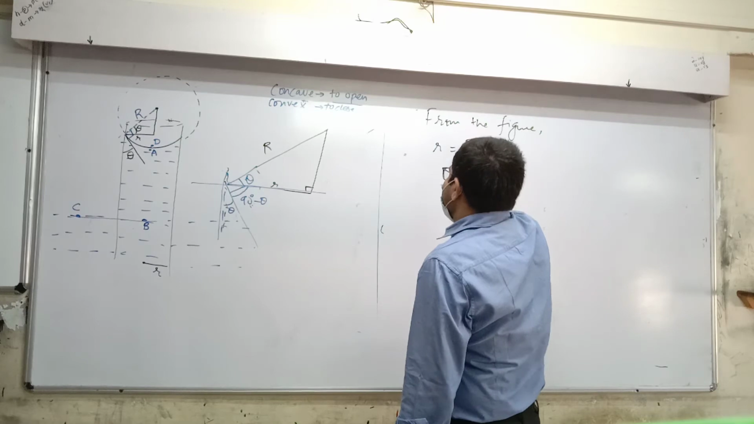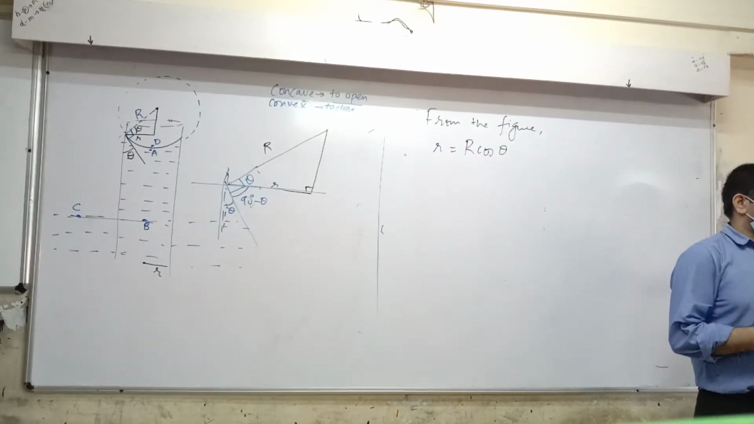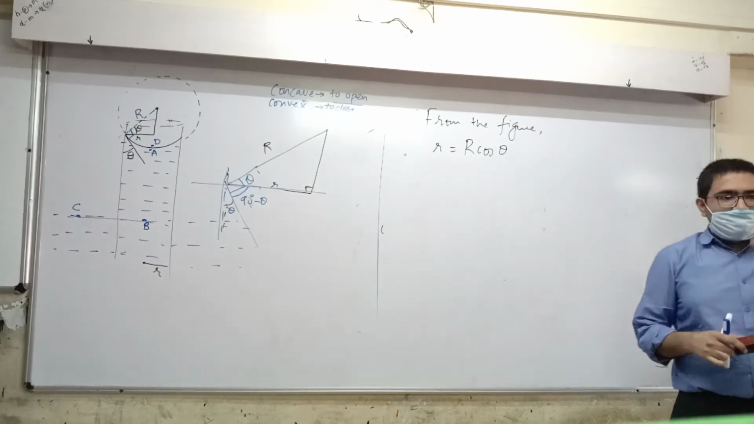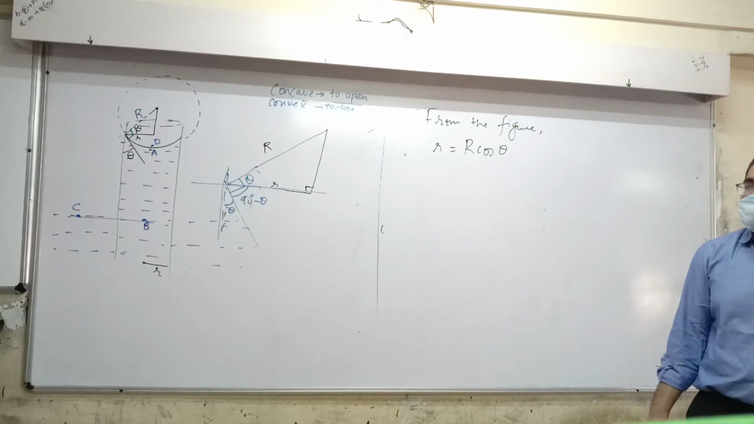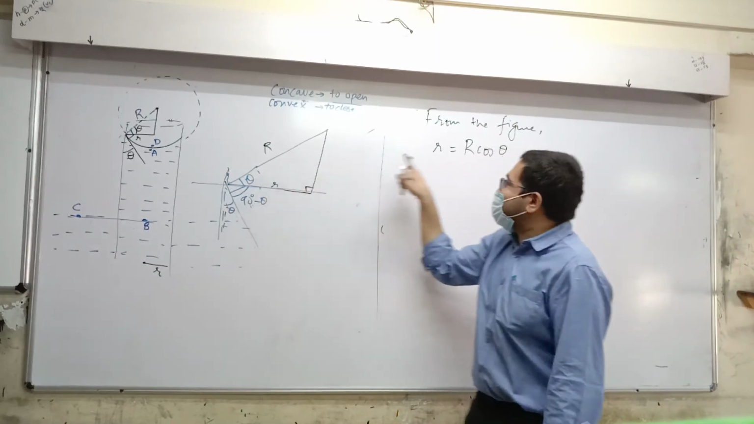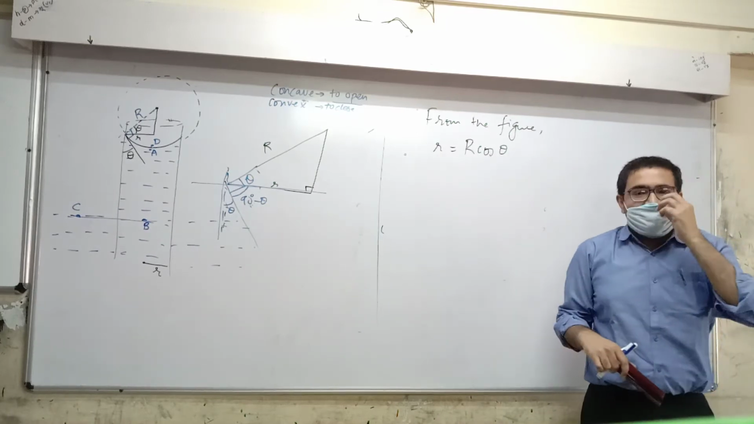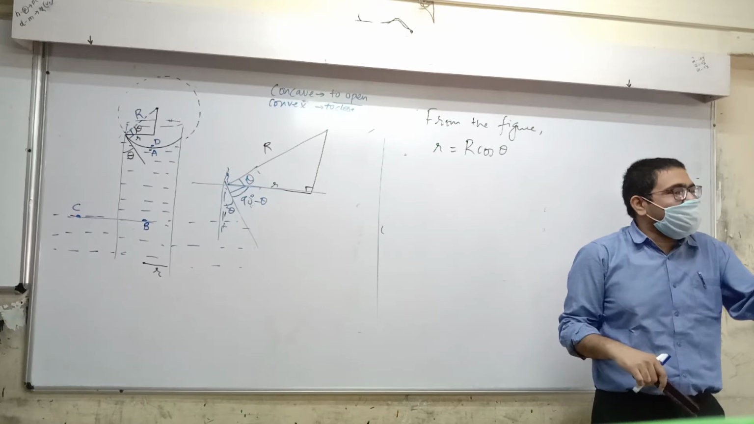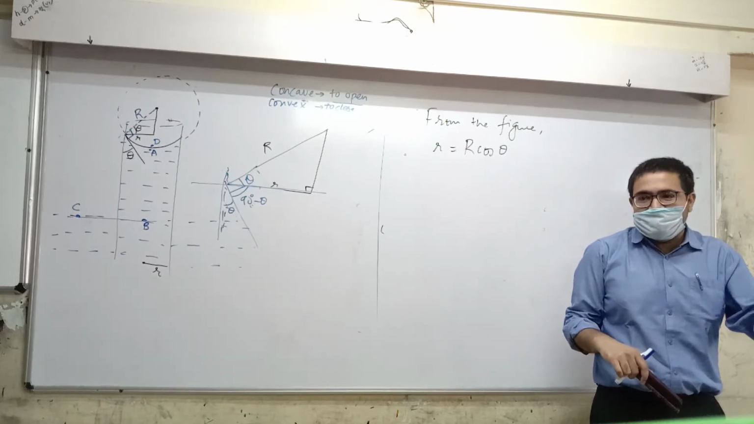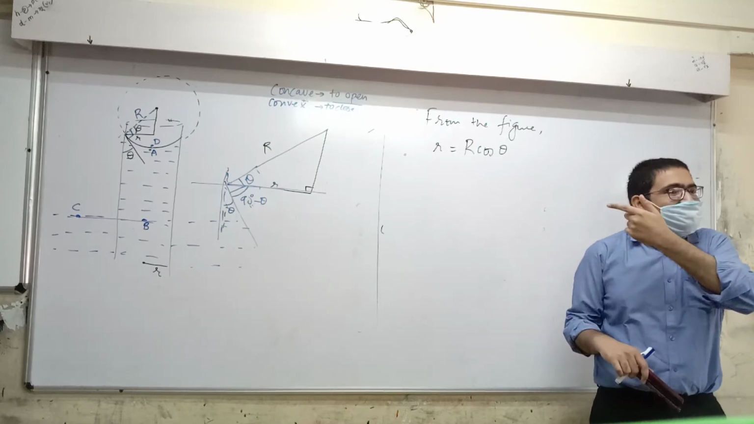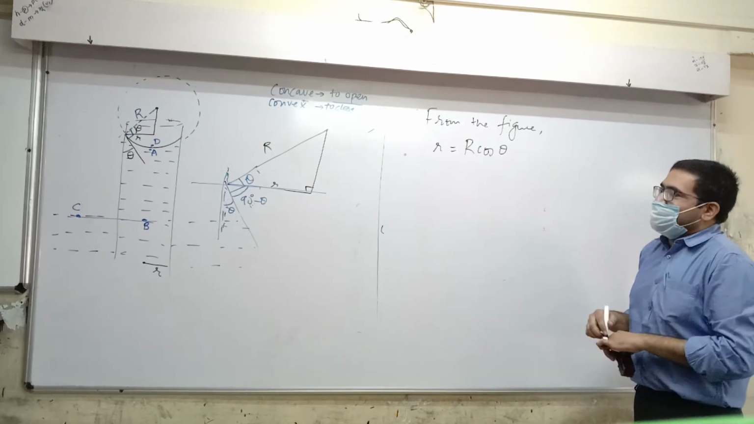r equal to capital R cos theta. Yes or no? The steps above that you have to think through yourselves. Look at this right angle triangle. Cos theta. What is cos theta? Adjacent upon hypotenuse. Start from here. Cos theta equal to small r upon capital R. It comes out, right? Yes or no? Yes. Okay. So we get small r equal to capital R cos theta.